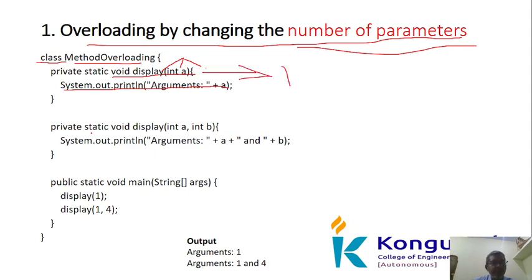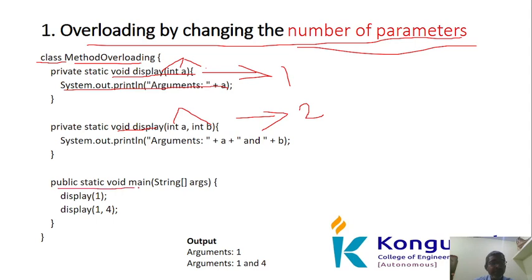Okay. In the second method I am giving the same private static void display, but two parameters have been given, integer a and integer b. In method one, we have given only one parameter, int a. In the next one, we have int a and int b. So this is the second method. There is no third one, I forgot to give.